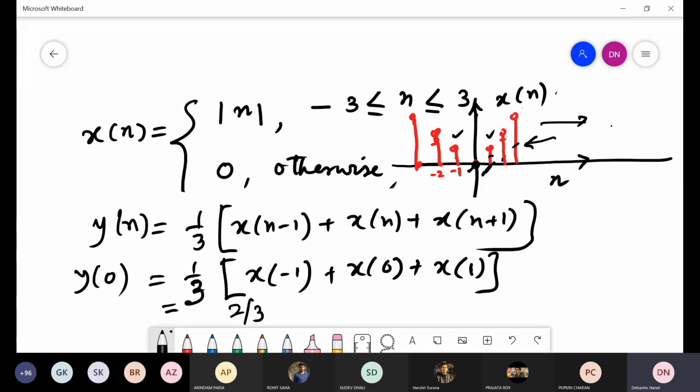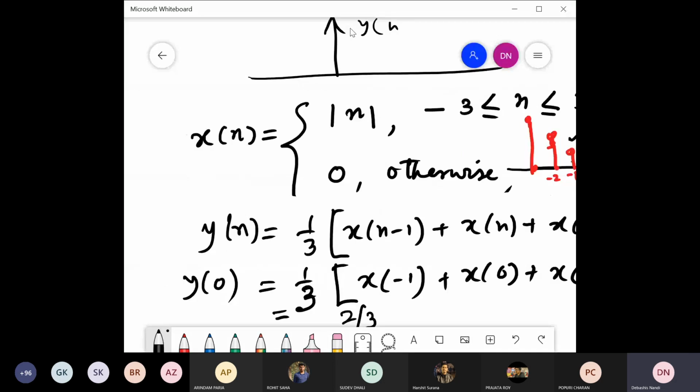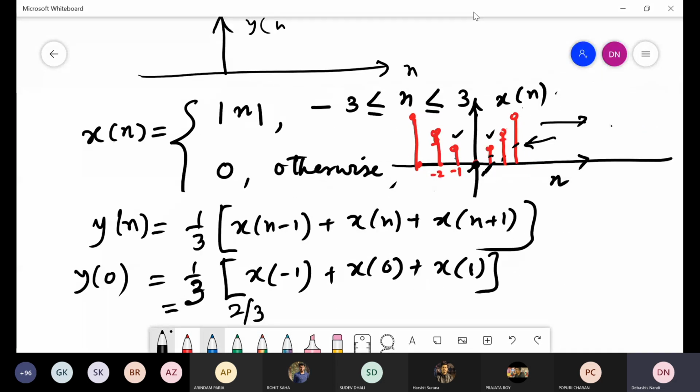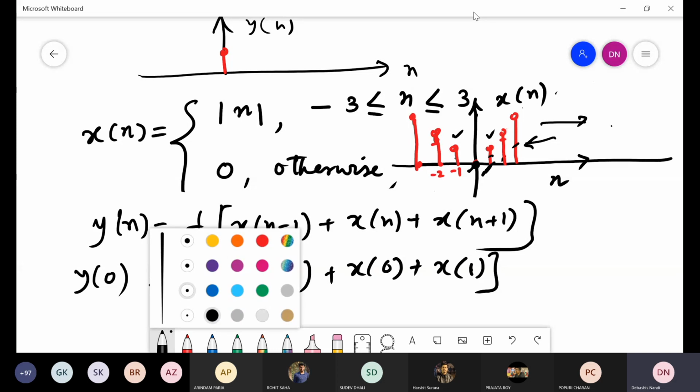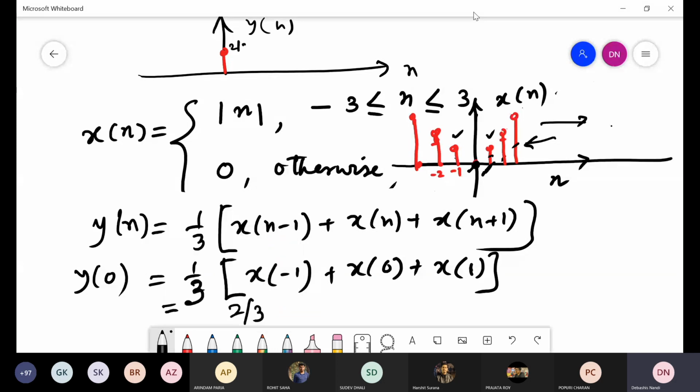If you draw y n, suppose this is your y n. At n equal to 0, you are getting a 2 by 3 sample, this value. You see, for this particular system, at n equal to 0, though the input signal is 0, at the output you are getting the value 2 by 3.